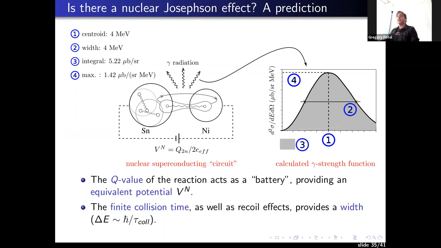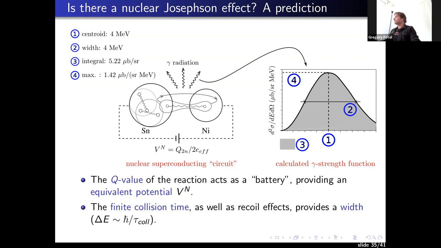So here are the quantitative predictions. This is a little cartoon again of what would be the nuclear Josephson effect on the left. This is a nuclear superconducting circuit, quote unquote. And here the role of the biasing potential, of the constant potential, is played by the Q value. So the battery that is supplying the necessary energy is the relative motion of those two nuclei, and the difference in Fermi energy is driving that Josephson radiation.